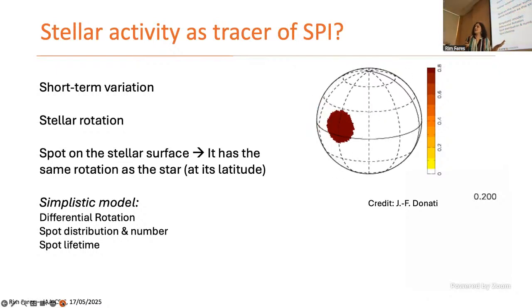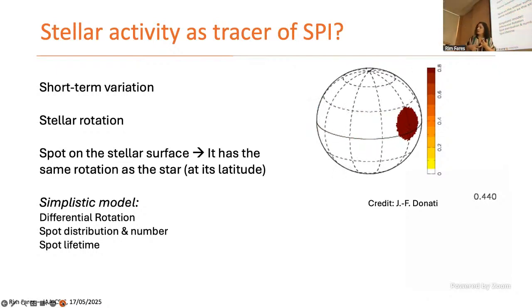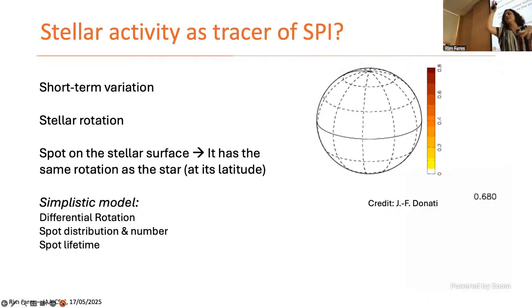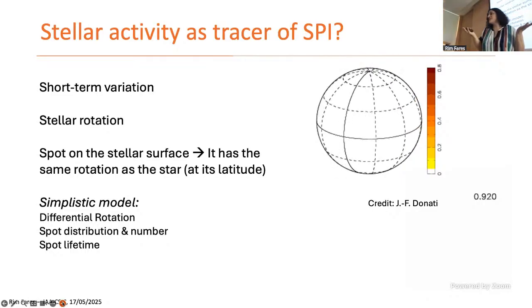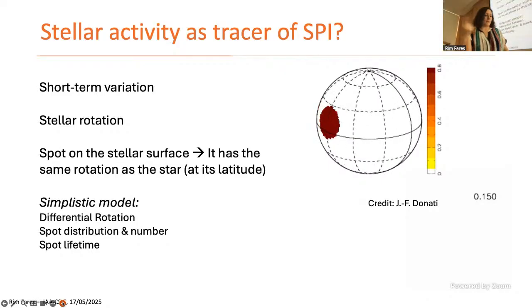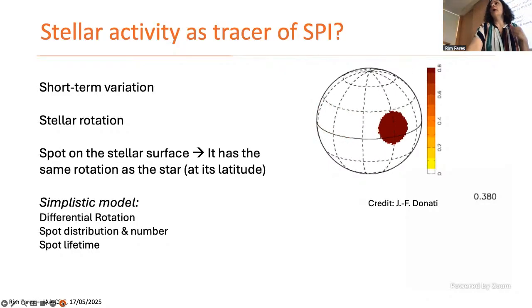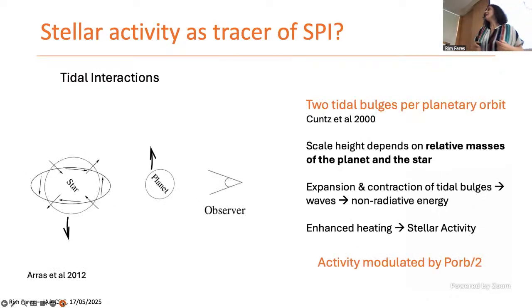Of course, this is very simplistic because stars have differential rotation. They have spots that could be at different latitudes and so on. But this is how we detect rotation of stars. Now, where does SPI come in? It was really suggested in the year 2000 by Kuntz et al. that if you have tidal interactions, you would have two tidal bulges. The planet is orbiting between the observer and the star, and the observer will see one tidal bulge, then the next one when the planet is here.